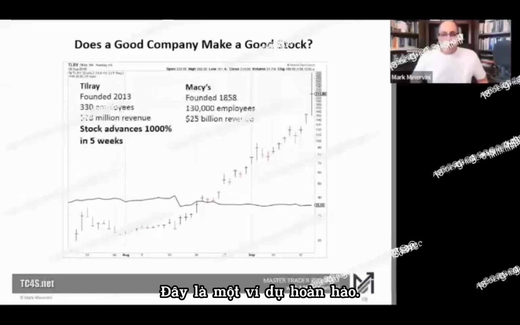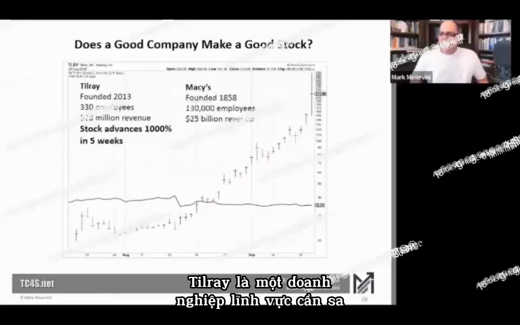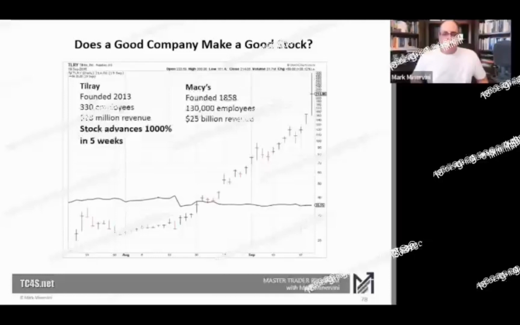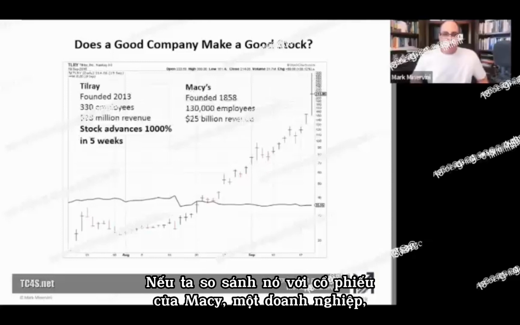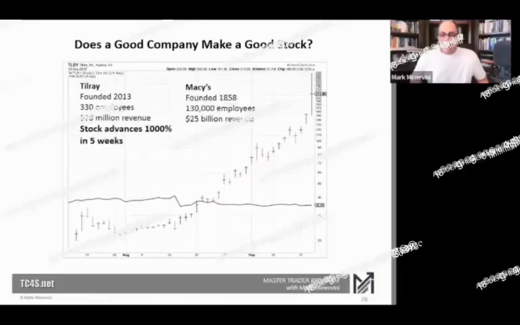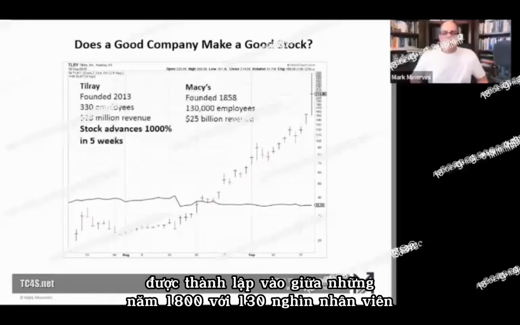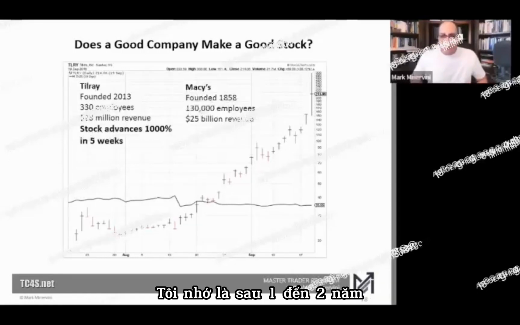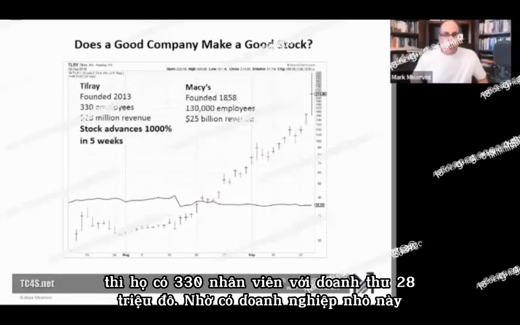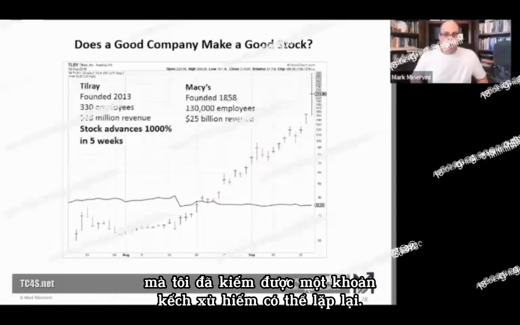If you remember Tilray, this is the marijuana stock, right? The stock went up 1,000% in 5 weeks. Meanwhile, you compare it to something like Macy's, which was founded in the mid 1800s, 130,000 employees, 25 billion in revenue. Tilray was founded in 2013. I think it's a year or two later. They had 330 employees, 28 million in revenue. This little company. I've made a fortune in stocks that are flash in the pan.